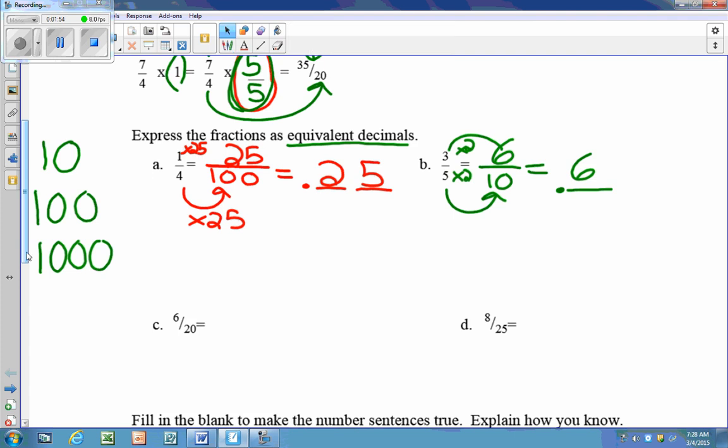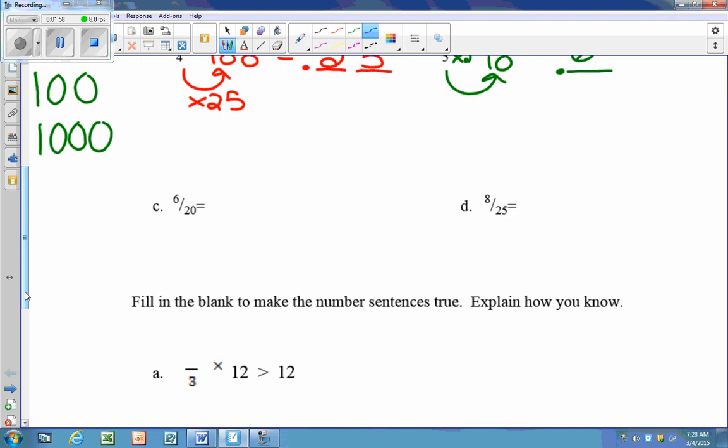So now I'm going to look down under here, and I have 6/20ths. And I'm going to ask myself, I can do this 2 ways. Can I turn 20 into 10? Well, I could. I could divide by 2. And if I divide by 2, I would get 10. And then if I divide 6 by 2, I would get 3, and I could have 3 tenths. And my answer, here's tenths.